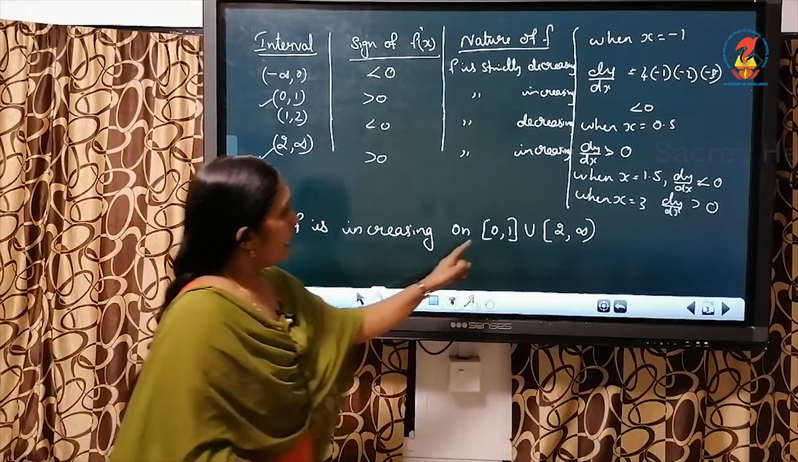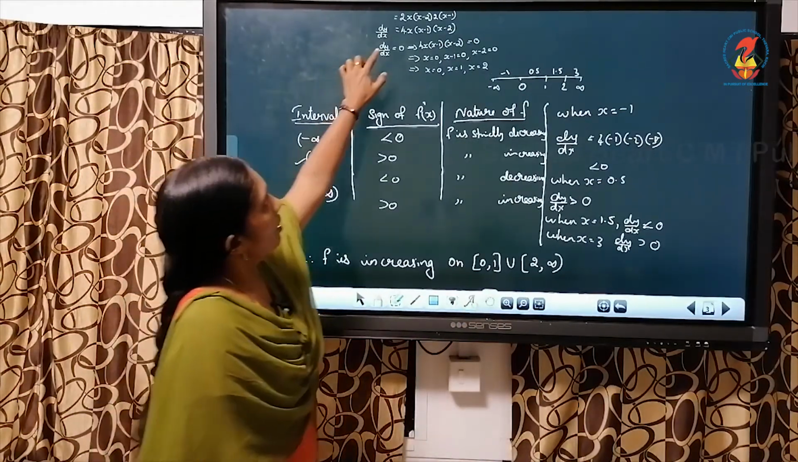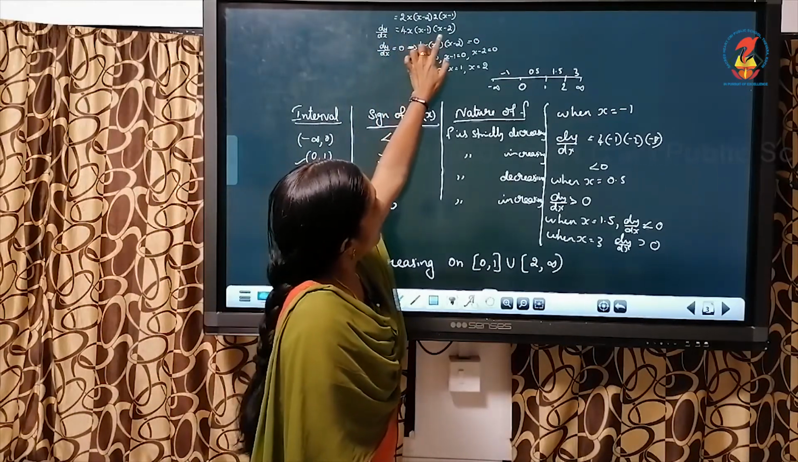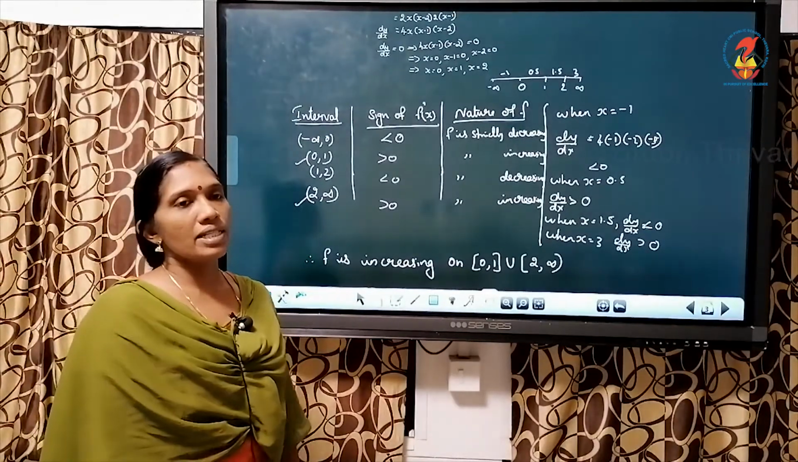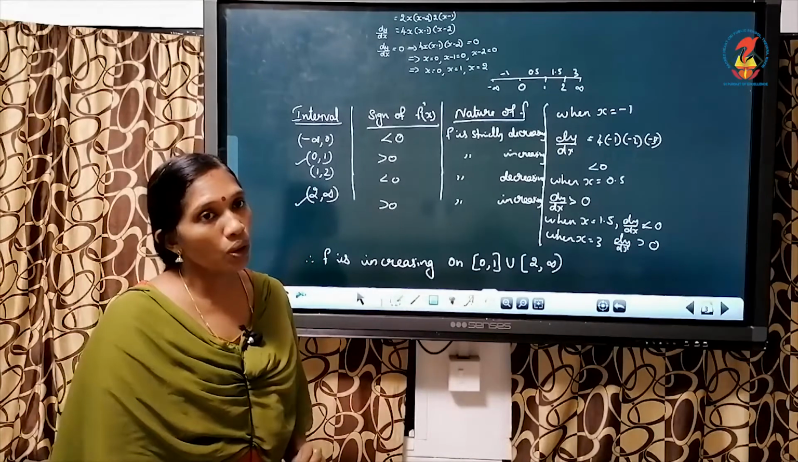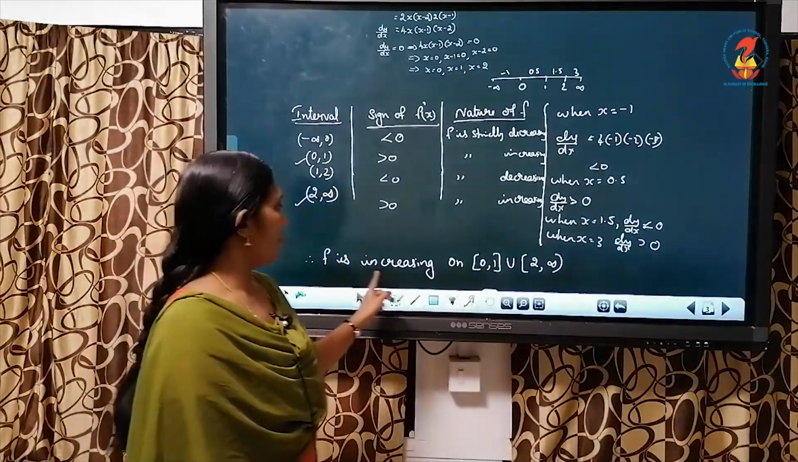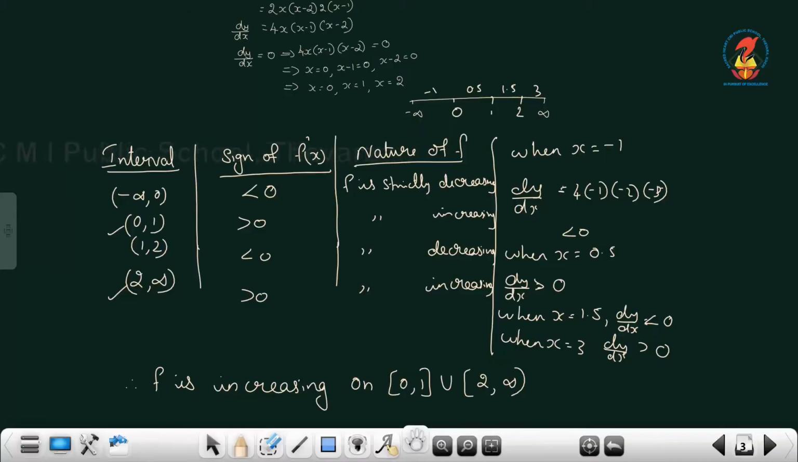When we put x equal to 0, x equal to 1 or x equal to 2, dy by dx is equal to 0. Increasing means the condition is derivative greater than or equal to 0. So f is increasing on this interval. So these are the values of x.